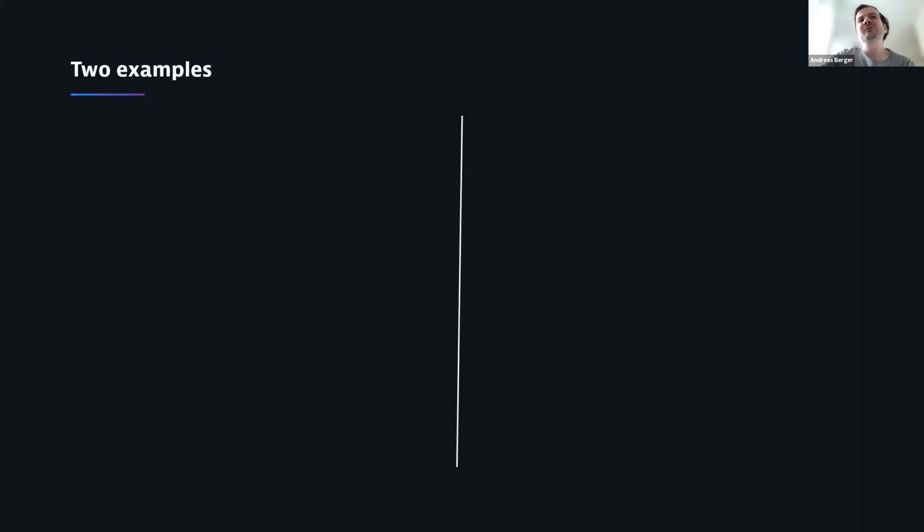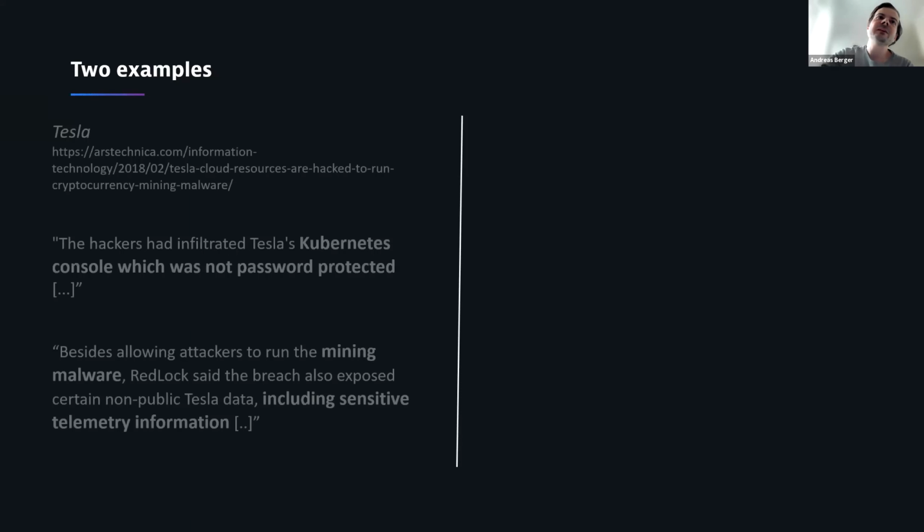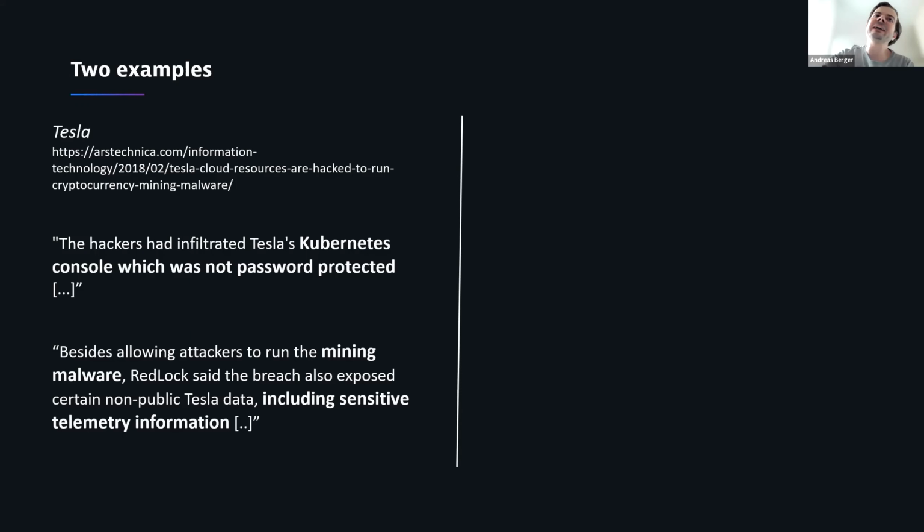So let me give you two examples of incidents that happened in the recent past, and I'll start with Tesla. Tesla accidentally exposed the Kubernetes console to the internet, and it wasn't password protected. After a few more steps taken by the attacker, that caused Tesla to run mining malware. On top of that, it gave attackers pretty privileged access to the Kubernetes environment, and that exposed sensitive telemetry information from Tesla cars. So that's not good, right?